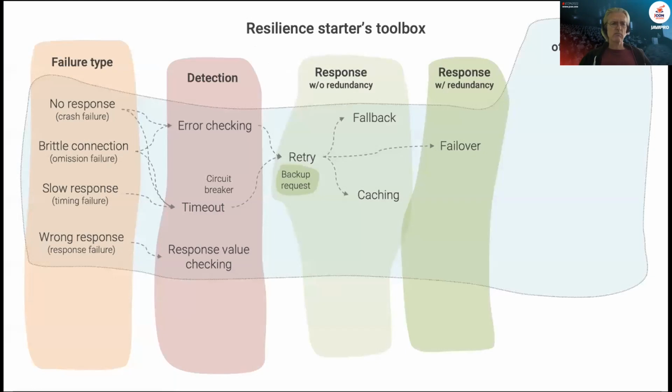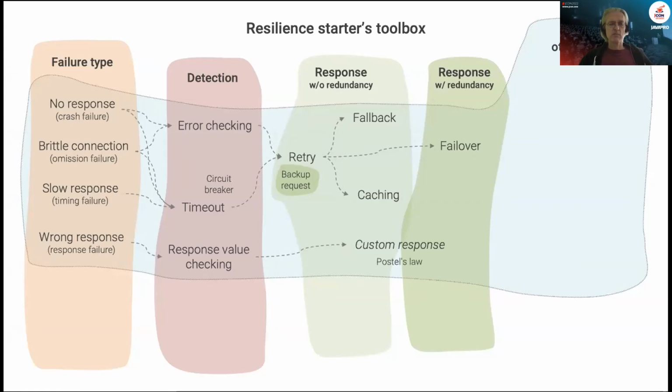And with the response value checking, yeah, there's not a pattern. It depends. So maybe we can ignore the value. Maybe there's a default value we can use. Maybe there's nothing we can do about that, so we have to return an error or whatever.